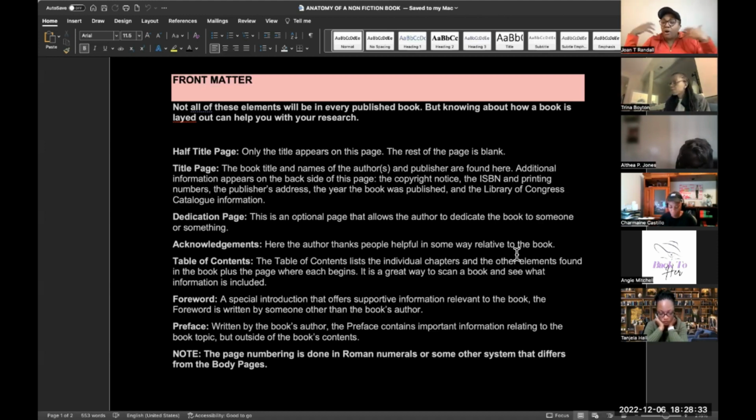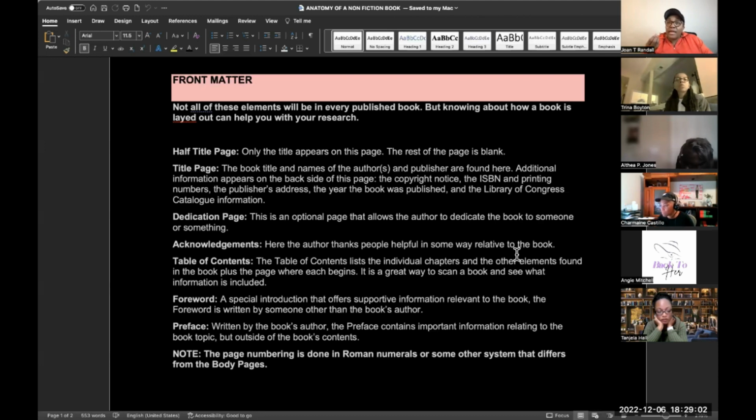And this is where the author thanks people for helping in some way to get the book out. Sometimes the acknowledgements page is just saying thank you because I went to this church and the pastor was very influential in my life. And I want to thank him because had it not been for him, I wouldn't be here where I am today, right? So acknowledgement is just thanking people.